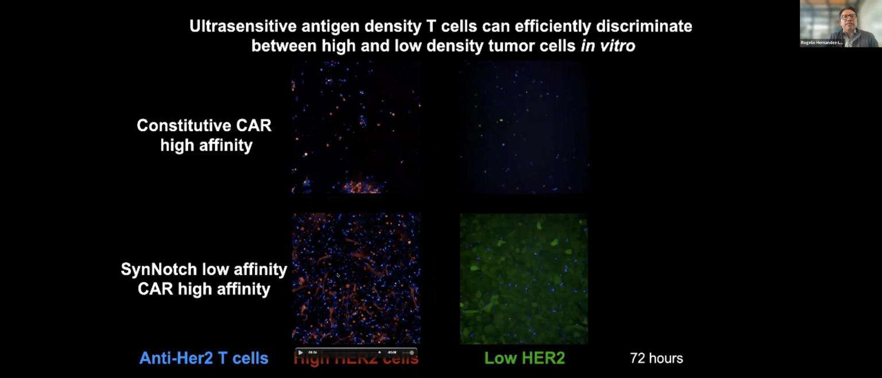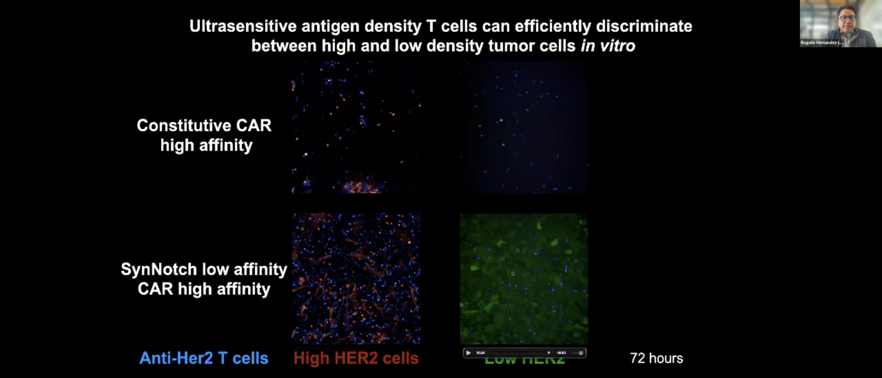And you can see that only the cells that express high levels of the antigen are the ones that are getting killed. Whereas on your right, you see how the cells here in green are completely covering the surface of these plates and were not damaged.